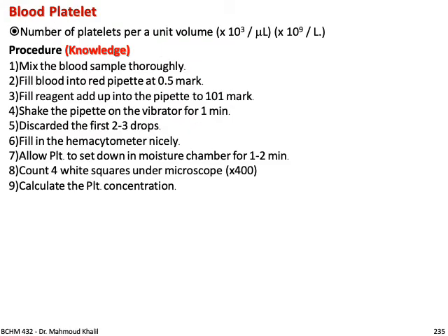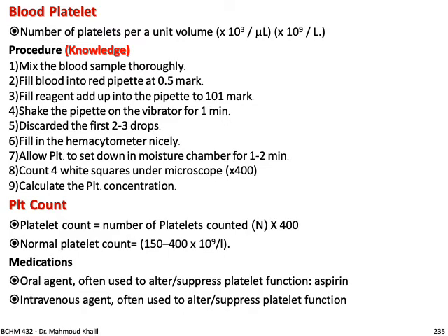Blood platelets. It is the number of platelets per unit volume, and of course procedures you don't need to study by heart. A platelet count equals the number of platelets counted times 400. The normal count is around 150 to 400 times 10 to the power 9 per liter.